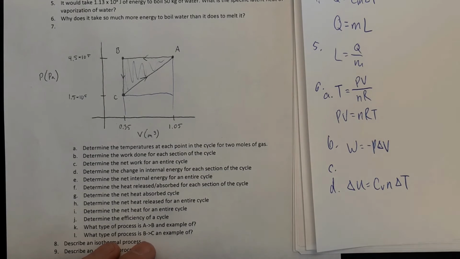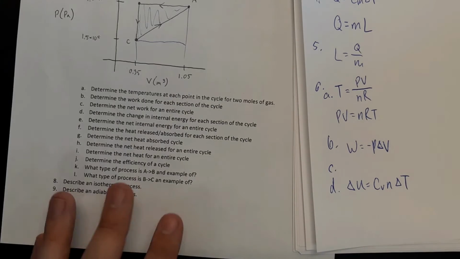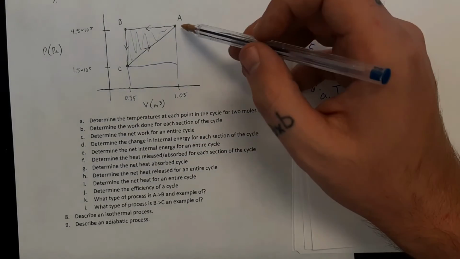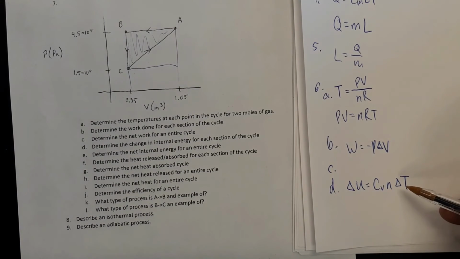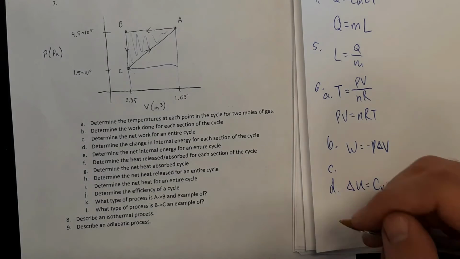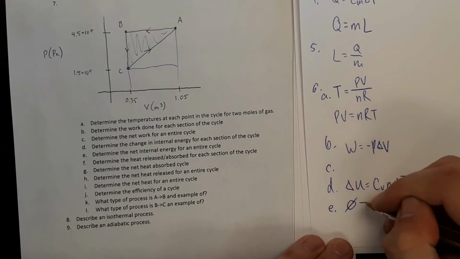Delta U, you can find the same way every time. Now E, the net internal energy for an entire cycle. Again, you can find that one of two ways. You can add together all of your delta U's for each of those sections, or because it's going back to the same original temperature, your change in temperature was 0. Whatever temperature you got for A, it will be back at the same temperature at the end of this process, which means multiplying by 0, your change in internal energy for a full cycle is 0 joules.